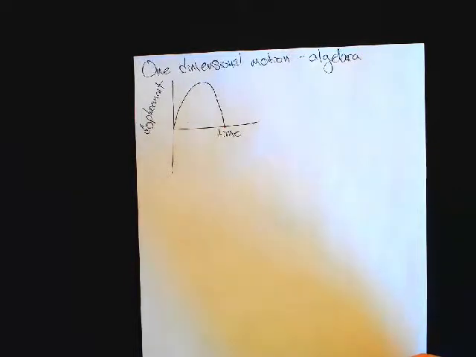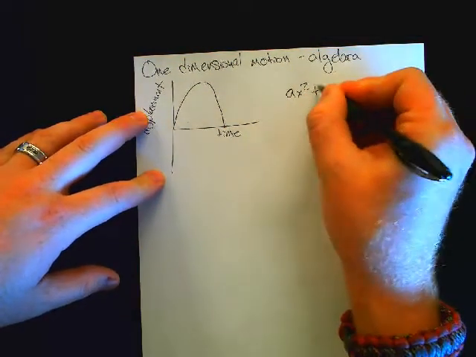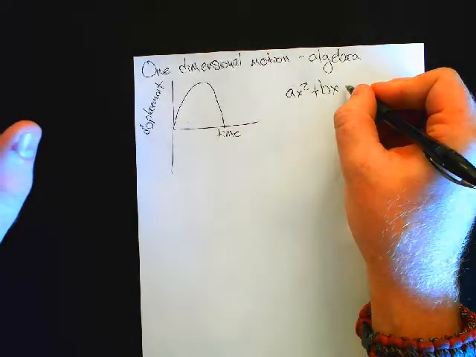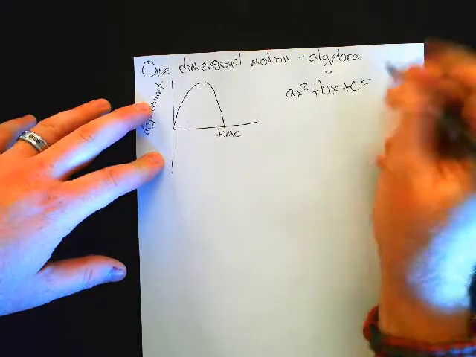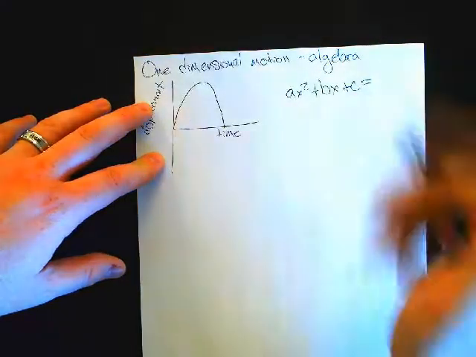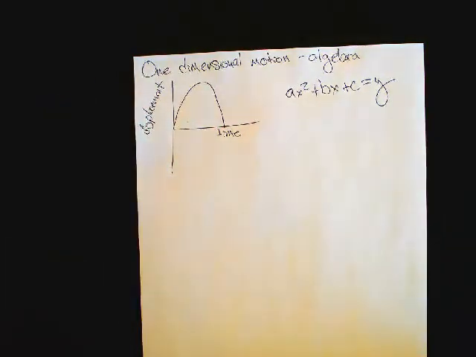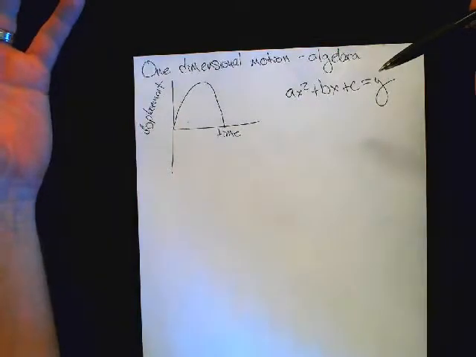Mark? Nice. I thought it was plus c equals y. You did really good on the first part. I didn't remember it initially. So ax squared plus bx plus c equals y.